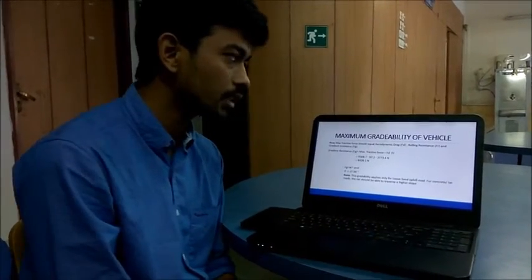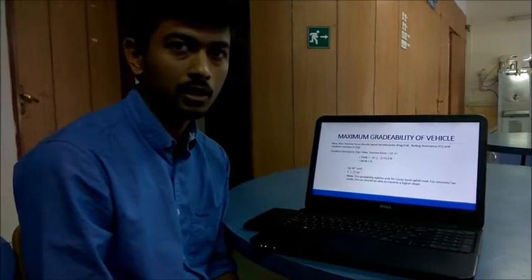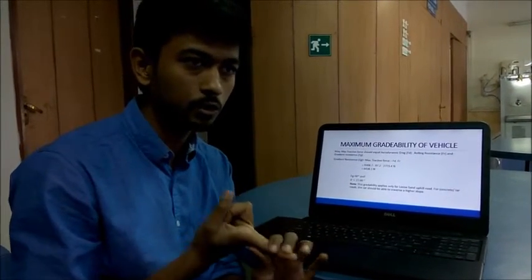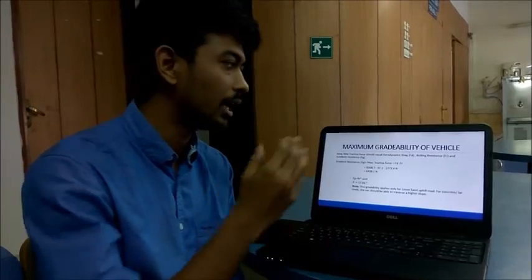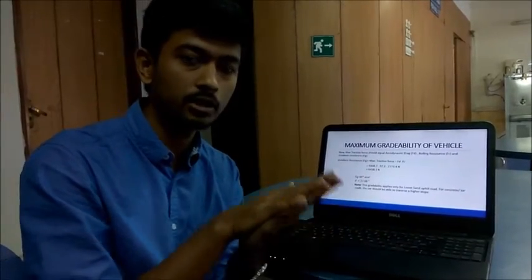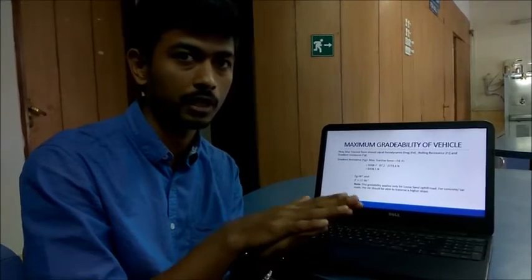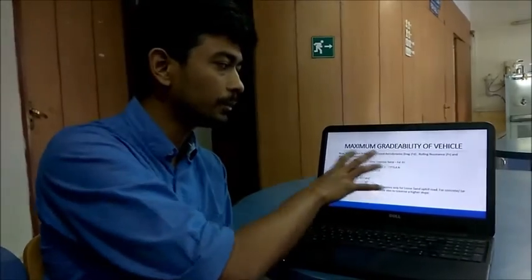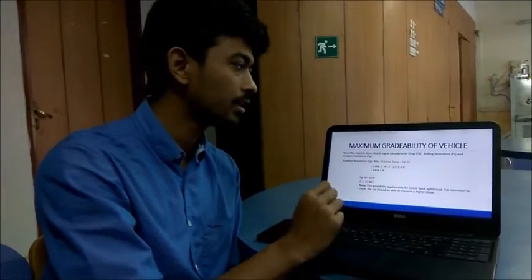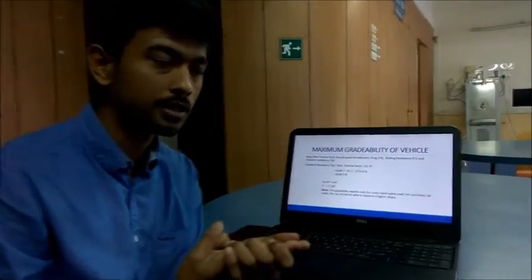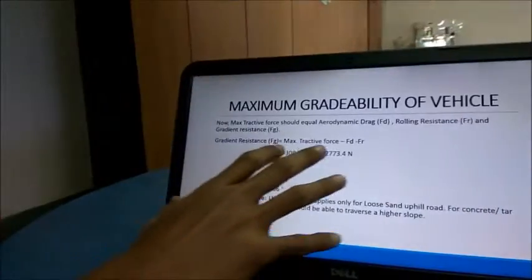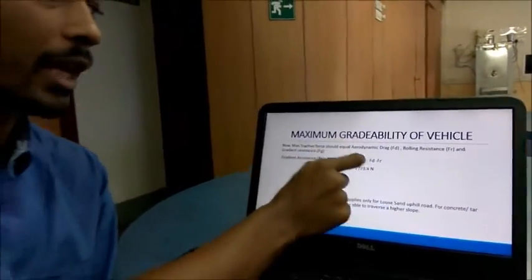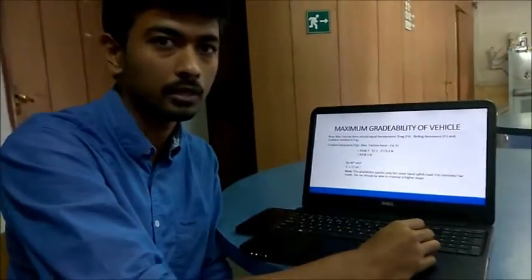Moving on, we are going to calculate the maximum gradability of a vehicle. When a vehicle moves upslope, there is a limit to the slope it can actually traverse. There is rolling resistance, there is aerodynamic drag, and the vehicle has to overcome these in addition to the gradient resistance, which is mg sin theta, the component of weight acting along the slope. So we are going to find out the gradient resistance. We know that the maximum tractive force, which we have calculated earlier, is equal to the aerodynamic drag, the rolling resistance, and the gradient resistance. For the vehicle to at least have pure rolling motion, the maximum tractive force should be equal to these three resistances offered to the vehicle.